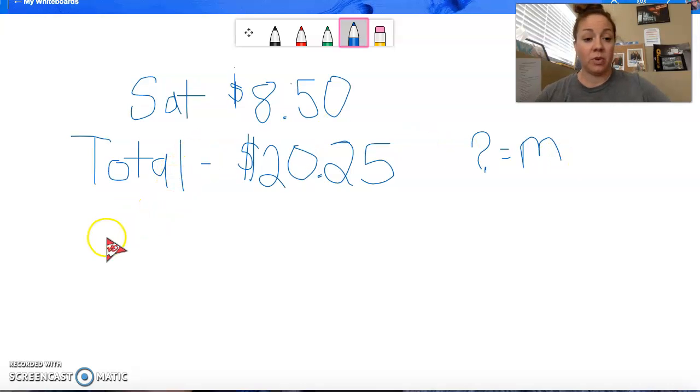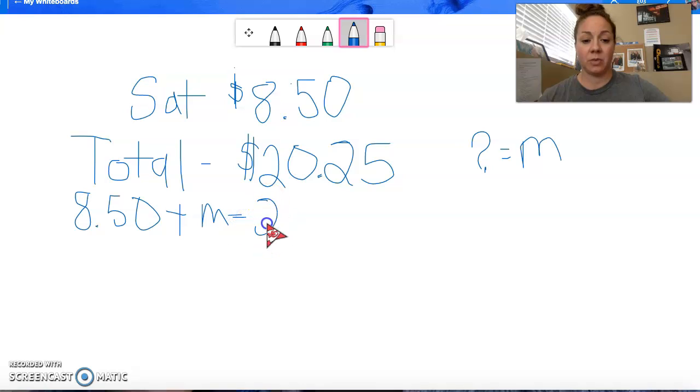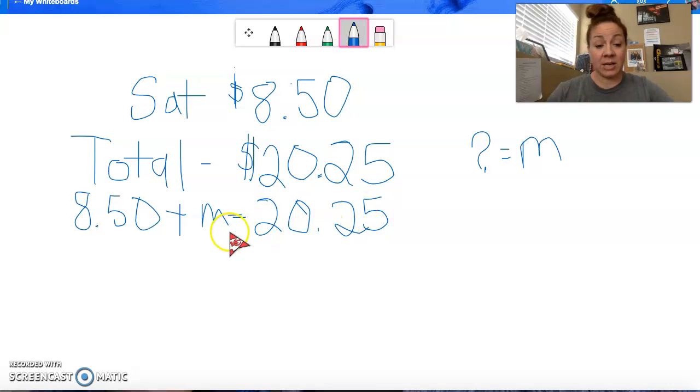So if we were going to show this in an equation, we would have 8.50 plus m equals 20.25. Now, we need to isolate the variable. We need to get m all by itself so that we can find out what the value of it is.